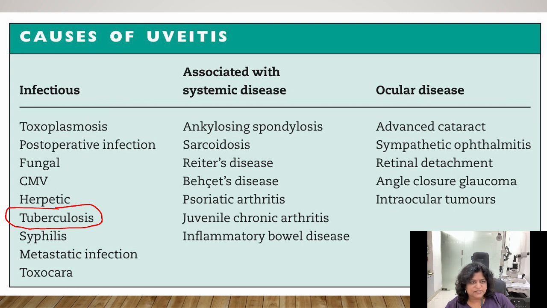Apart from this, there are various fungal, viral infections which can cause uveitis. Then there are other systemic conditions like ankylosing spondylosis. If you see this in a young man, you can have something like Behçet's disease. Then again, you need to look for joint pains, arthritis, other conditions. So there are various reasons for uveitis. And again, uveitis can develop because of ocular disease itself, like somebody having sympathetic ophthalmitis or glaucoma or tumors can also have symptoms of uveitis.